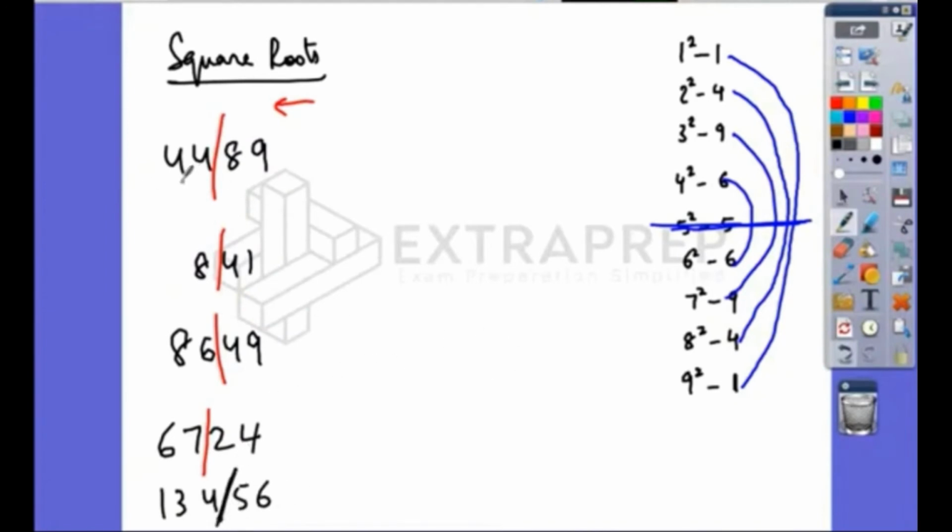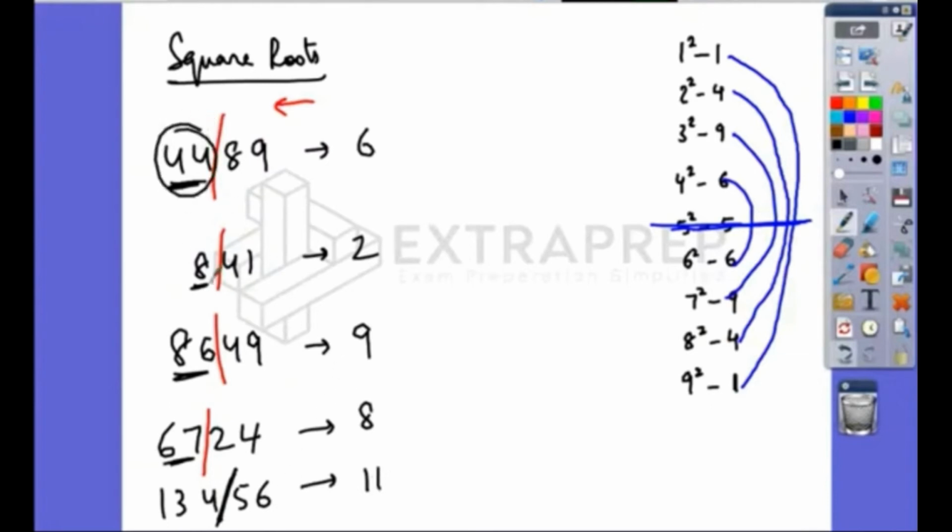Okay, then tell me a perfect square number less than 44. 6 square 36, less than 86, 9 square is less than 64, 8 square. Less than 134, 11 square is 121. 12 square is 144, it's crossing it. So 11 square, 121 will be the value. So before this, you will have to find a perfect square number before these values and you get the tens place.